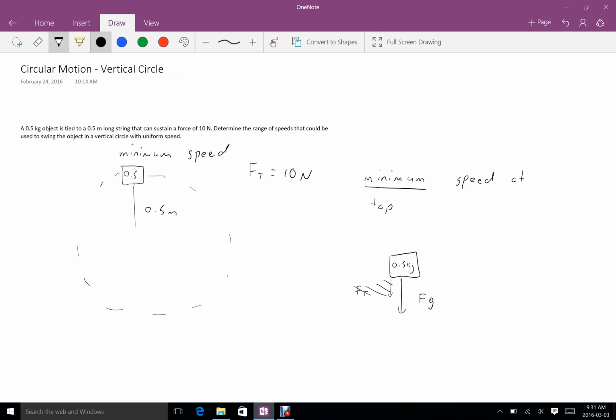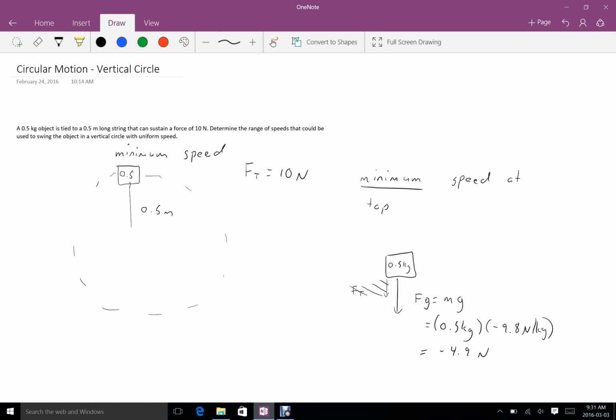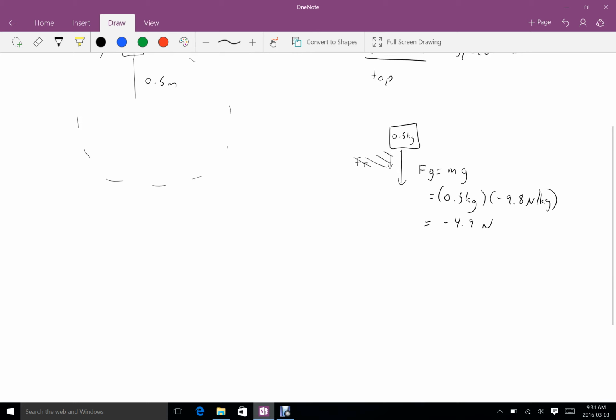With that in hand, the force of gravity acting on this object is mg, 0.5 kilograms times negative 9.8 newtons per kilogram, or negative 4.9 newtons. That is the only force acting on this 0.5 kilogram object, ignoring wind resistance and stuff like that, so we can also say it's the net force.